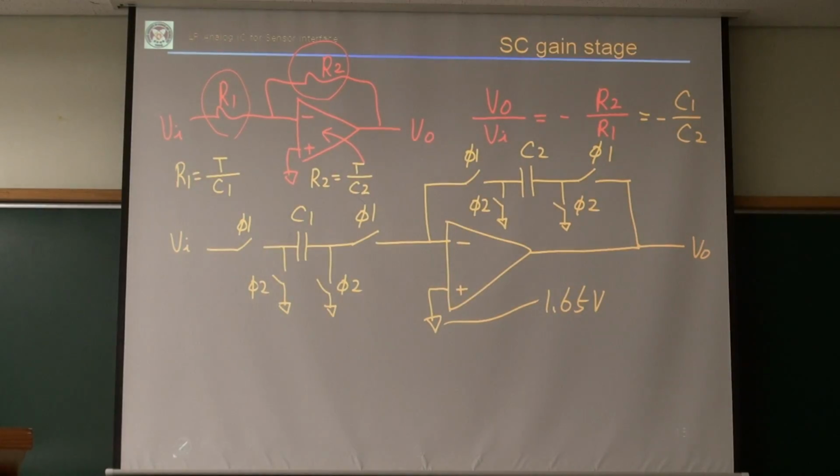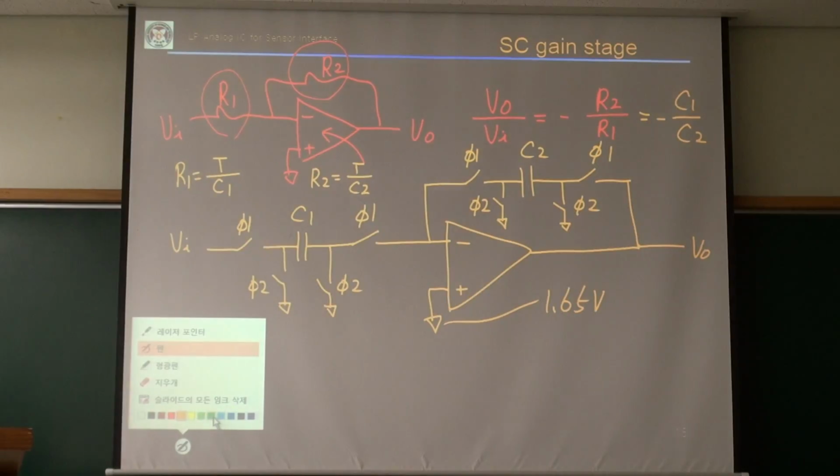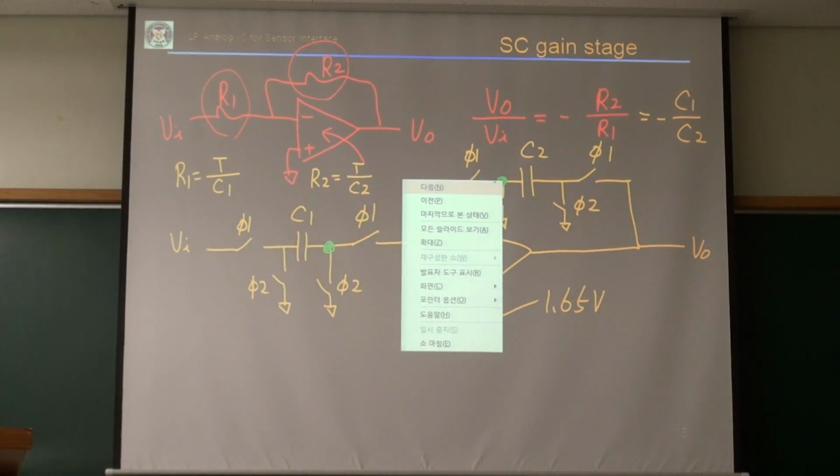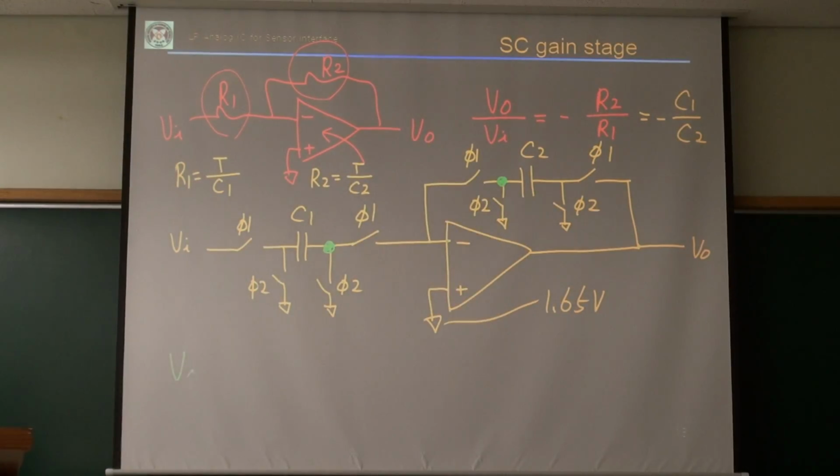If you look at this node, you can see we can short them together, because this node is connected to the op-amp virtual ground, the inverting input node, during phase 1. And this node too. This node is connected to the reference node during phase 2, and this node too. Then we can short them together.